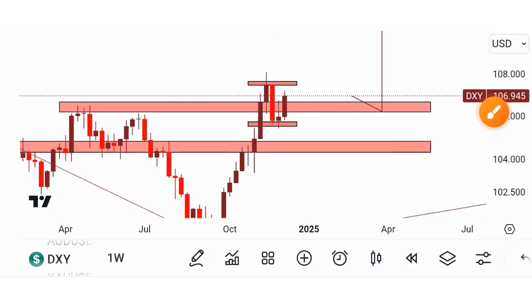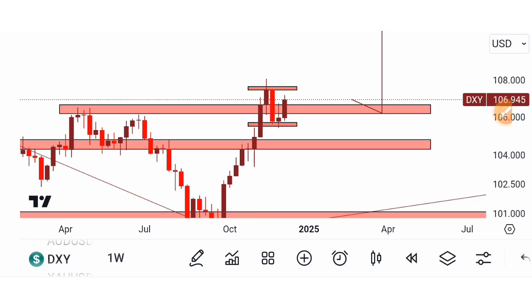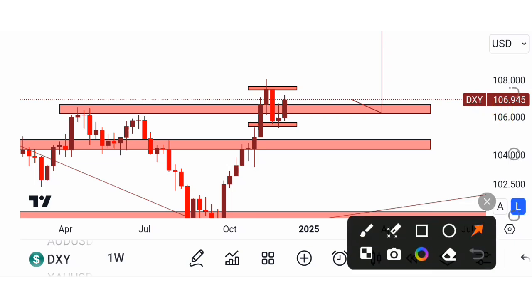So now for me, I feel like this is not a good area for us to expect the market to continue going up. I feel like the market is inside a range, and hence I have identified this as the high of the range and this is the low of the range. So what I'm expecting is, should the market reach this area of resistance, I will start to look for opportunities to sell this market. And should the market come back to the support, I will look for opportunities to buy this market.